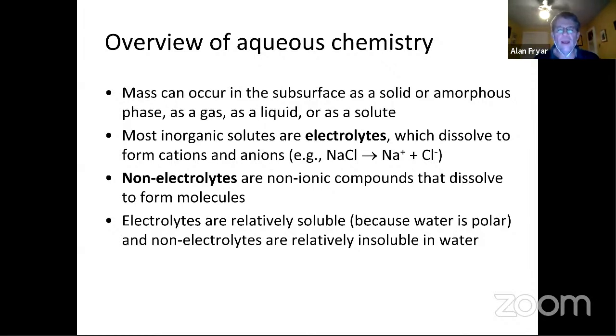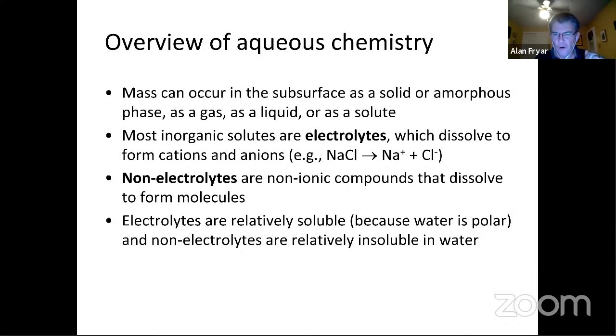Of course, mass can occur as a gas, as a liquid, or as a solute. And so we've already talked about, in terms of porosity, for example, the solid phase and the liquid phase, and in the vadose zone, the gas phase. But we're going to spend a lot of this class talking about solutes, which is basically dissolved mass, either dissolved solids or dissolved gas, other dissolved liquids, or dissolved amorphous material. So most inorganic solutes are what we call electrolytes, which means that when they dissolve, they dissociate into ions.